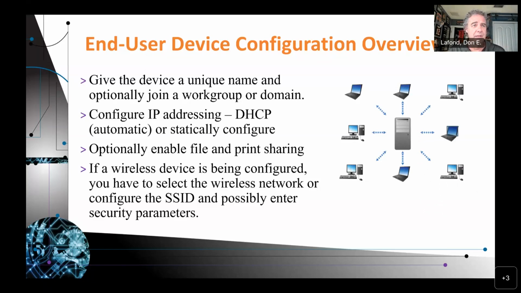If a wireless device is being configured, you have to select the wireless network or configure the SSID and possibly enter security parameters like we just talked about, the different options. And SSID is just the name of the device. So I think my wireless devices in my home are called LaFawn's Internet. My name's Don LaFawn, and I just made it LaFawn's Internet to be obviously my network. I don't know if that's a great idea, but somebody would still have to know the passwords to be able to break in. So I didn't see that as a danger.